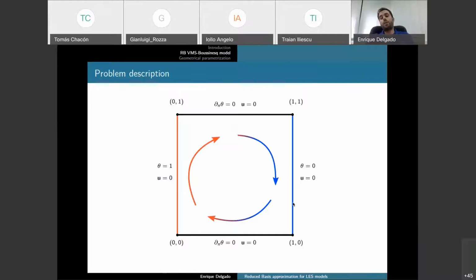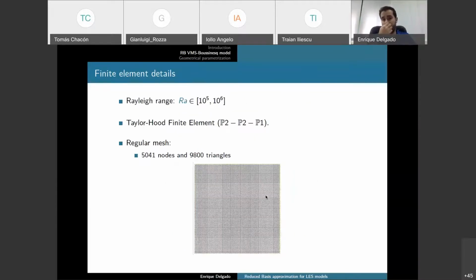This is the problem we are considering. This is the heated cavity. We heat this cavity, and the flow goes around in a circle in the domain. We perform a first numerical test for medium-high Rayleigh numbers from 10 to the power 5 to 10 to the power 6. We consider Taylor-Hood finite elements, P2 for velocity and temperature, and P1 for pressure. And we consider this regular mesh for the computational domain.